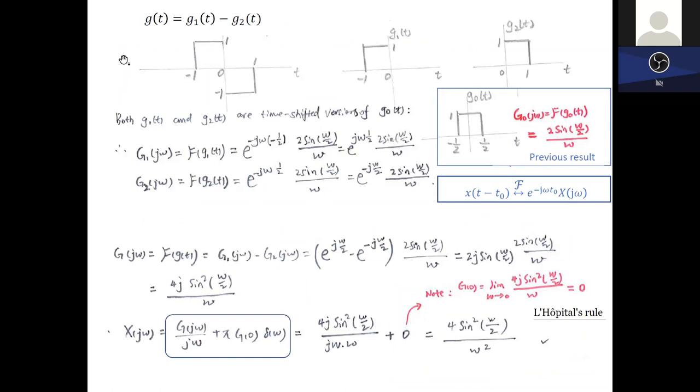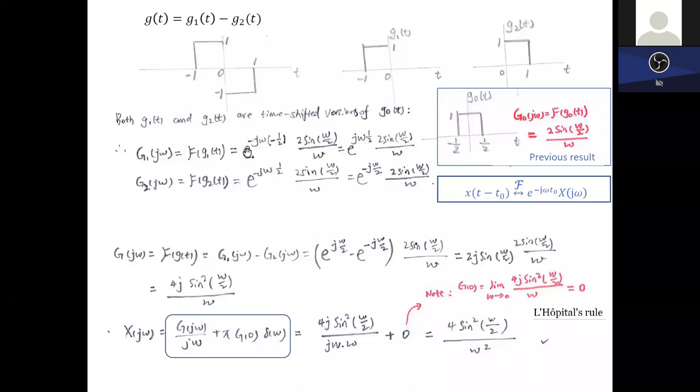So g of t, we can first express as g1 of t minus g2 of t, where g1 of t is a positive square waveform centered at minus 1/2. g2 of t is a positive square waveform centered at positive 1/2. Because of this minus sign between g1 and g2 in g of t, this positive part becomes negative. Now, for the Fourier transform of g1 of t, we just apply the time shift property, multiplying the previous result with exponential j omega 1 over 2.